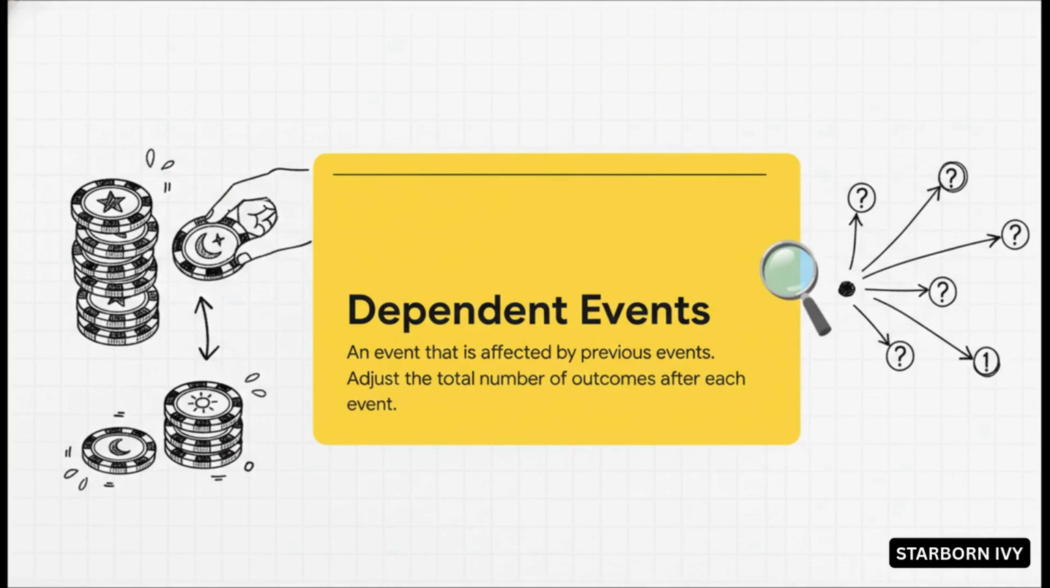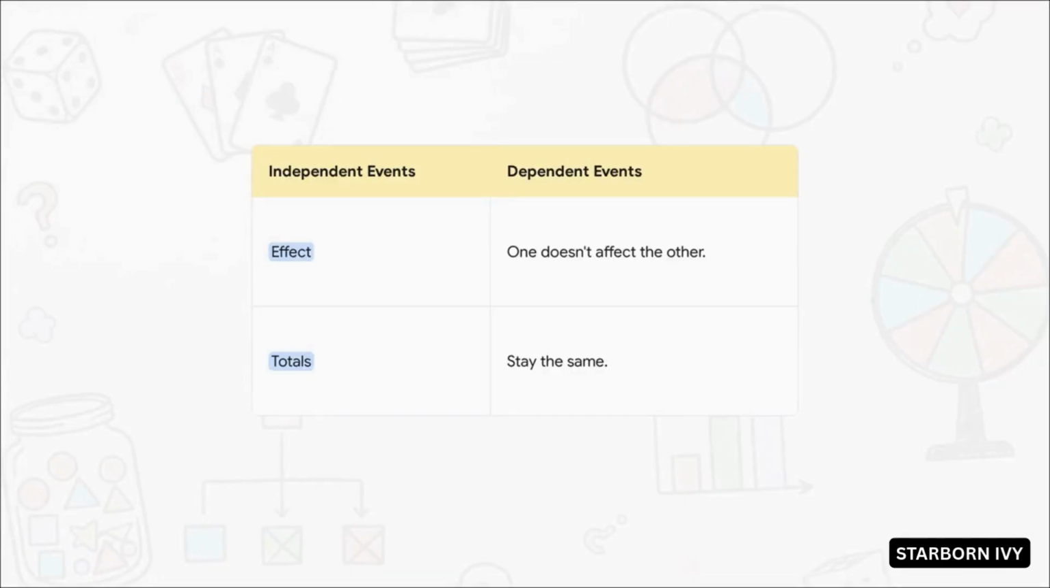But then we've got dependent events. And this is where the SAT starts to get a little tricky. This is where the outcome of the first thing you do changes the possibilities for the second thing. The key here, the thing you have to remember, is to adjust your total number of outcomes after every single step. This chart lays it all out perfectly.